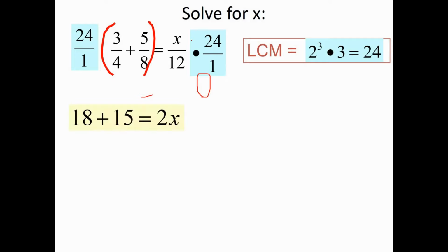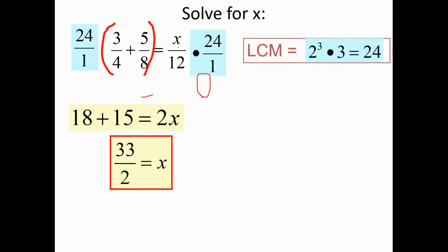So 24 times 3 is 72 divided by 4 is 18. 24 times 5 divided by 8 is 15. So that will leave you 18 plus 15 on the left side of the equation. While on the right side, you have 24x, or 24 divided by 12 is 2. That's why on the right side of the equation, we have 2x. So let us simplify. So, magkakaroon tayo ng 33 is equal to 2x.